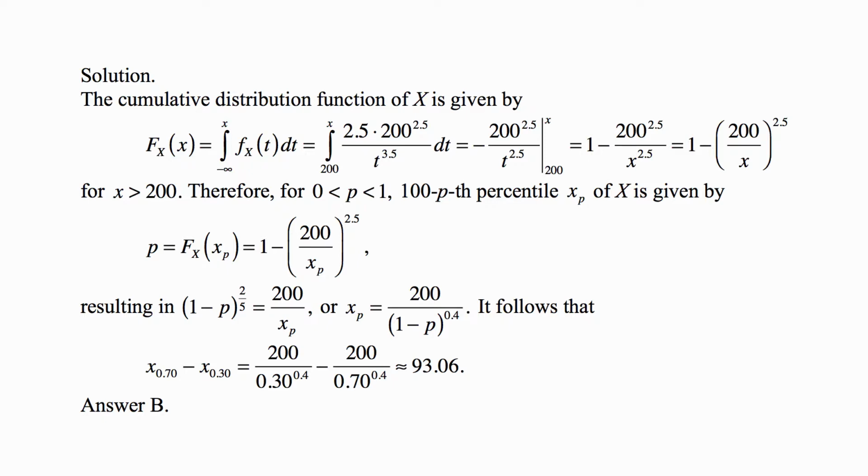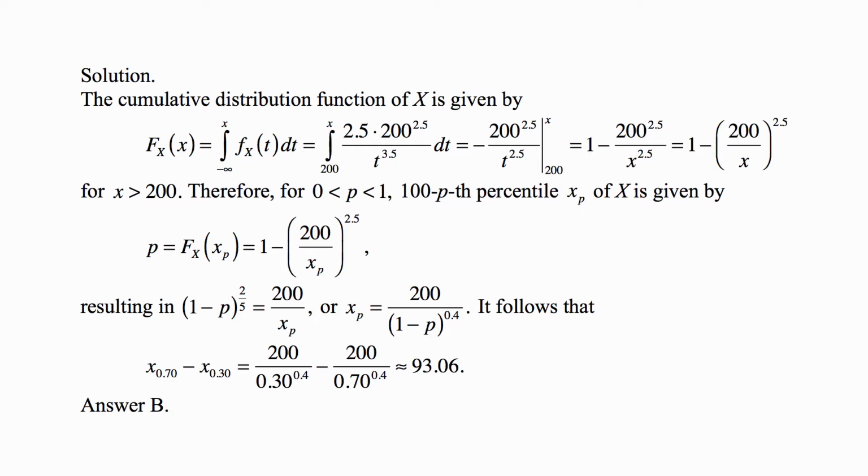2.5. And it's really reversed in a sense because there's a minus in front of the formula, so you're going to get the minus 200 to the power 2.5 over x to the power 2.5 when you plug in x, and then you'll get minus minus, so plus 1 when you plug in 200. But that's what it is, basically. So it's 1 minus 200 divided by x to the power 2.5 for x more than 200.